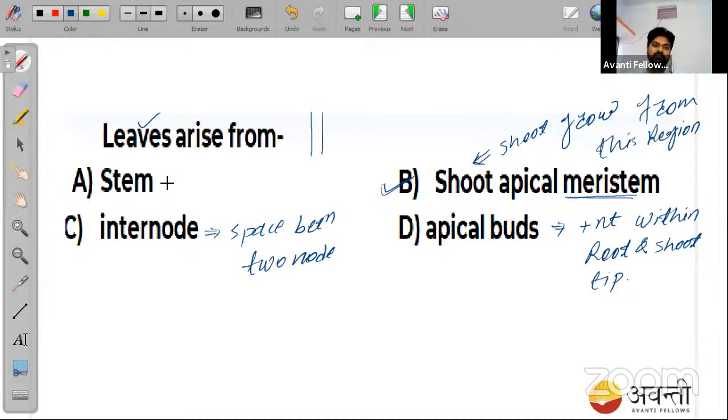But we are science or biology students, that's why our answer has to be perfect. That's why shoot apical meristem. Why? Because leaves grow on the shoot, and meristematic cells mean continuously growing cells, and those continuously growing cells develop a leaf. I think it will be clear in your mind.